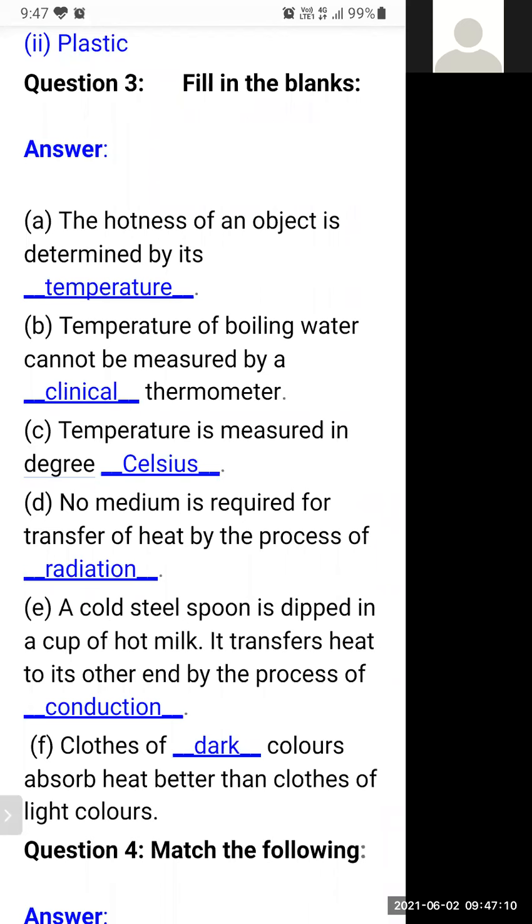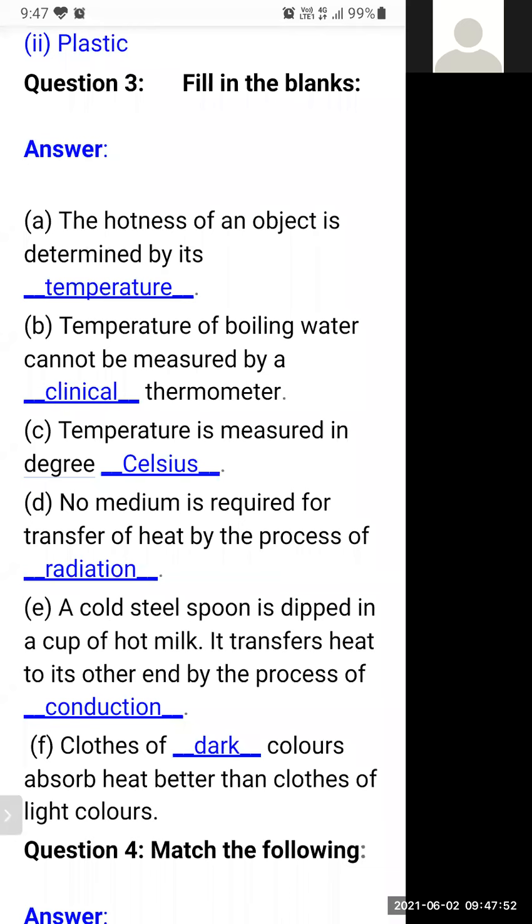You can take the example that heat is coming from the sun and it reaches us on earth. In between earth and sun, there is no material medium. There is a huge gap, empty space. No medium is there. No solid, no gas, no liquid. But still, heat is coming from the sun to us on the earth. By which method? Radiation. So we can simply say that no medium is required for the transfer of heat by the process of radiation.